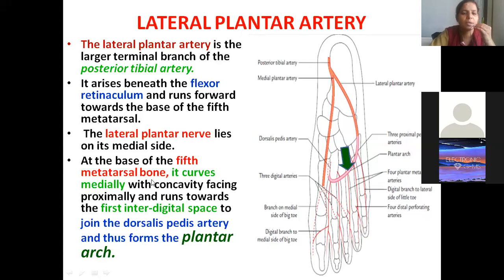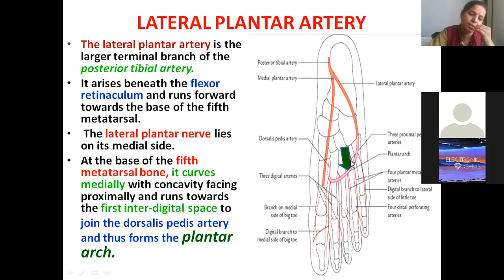So at the base of the fifth metatarsal bone, it curves medially. You can see this concavity is proximal, where the arrow is present. This is proximal and this side is distal. So the concavity faces proximally, and then it goes and enters the first digital space. You should understand the logic here.